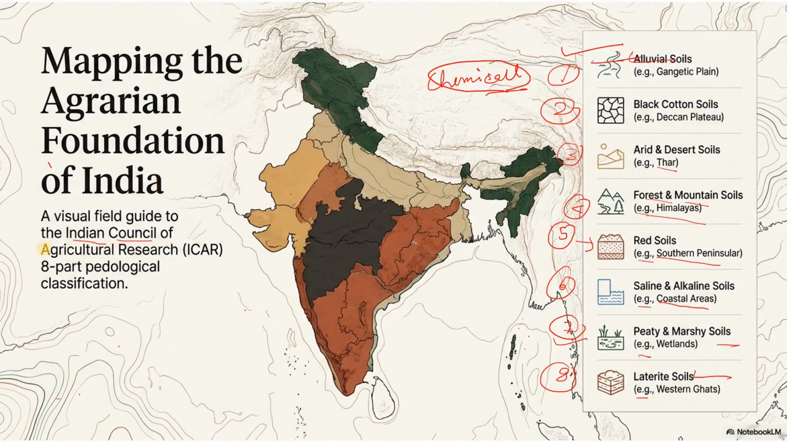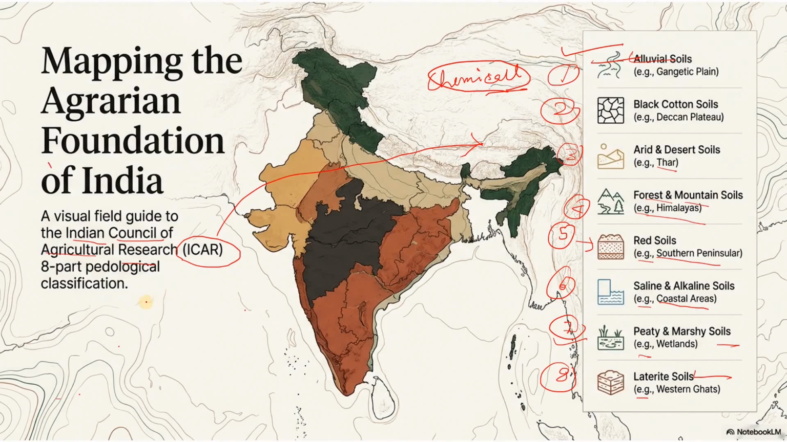So what is ICAR? ICAR is the Indian Council of Agricultural Research. It is an institution that comes under the Ministry of Agriculture. So this has given the 8 types to categorize the soil of India.